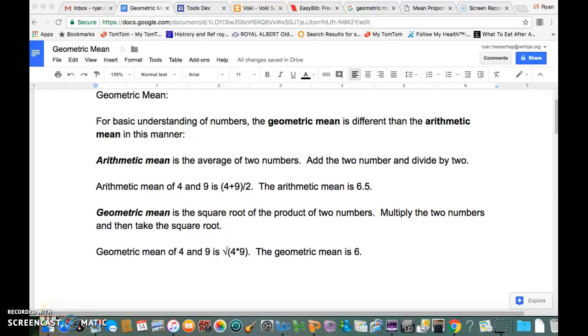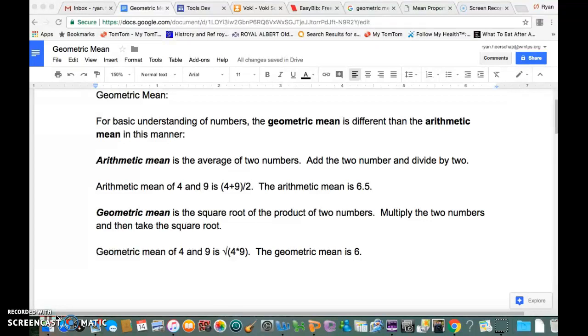For today's lesson, we're going to talk about the geometric mean, the difference between the geometric mean and the arithmetic mean, and the way that the geometric mean applies to right triangles. So for the basics to start, for the basic understanding of numbers, the geometric mean is different than the arithmetic mean in a couple of ways.